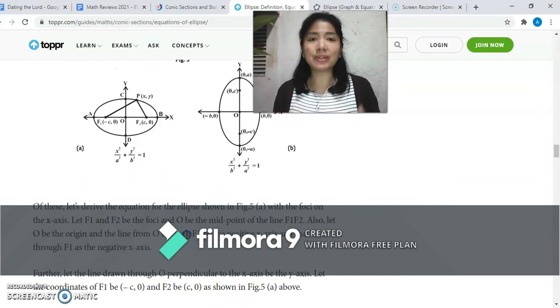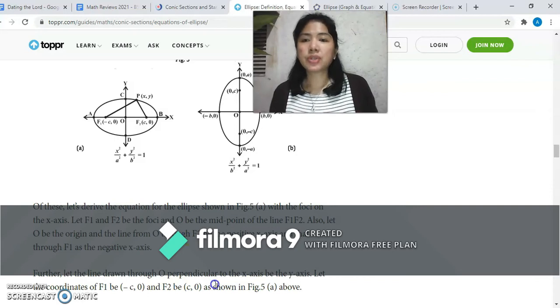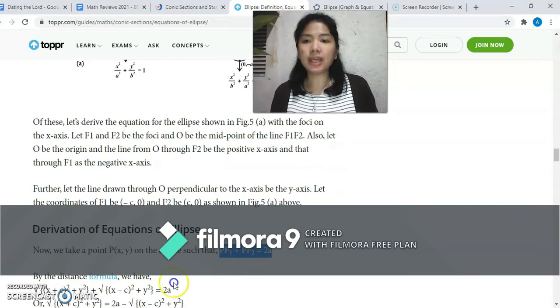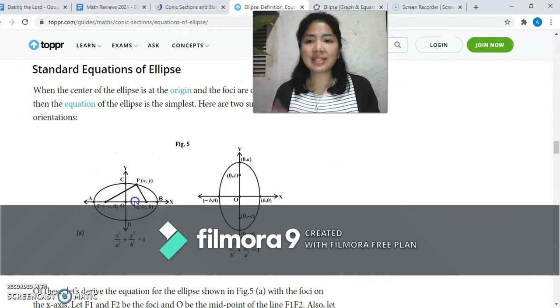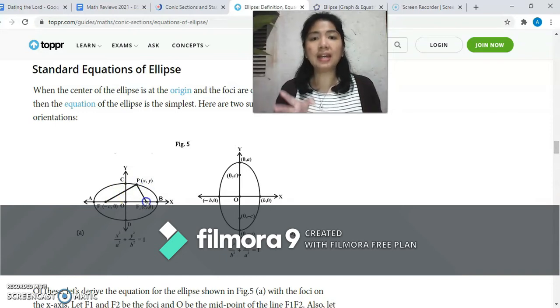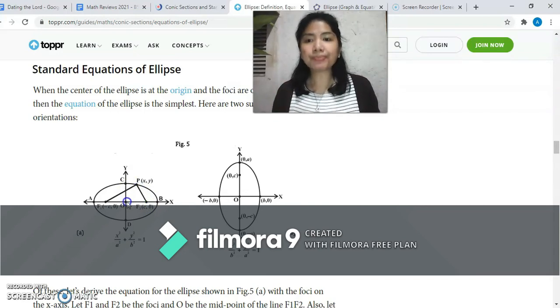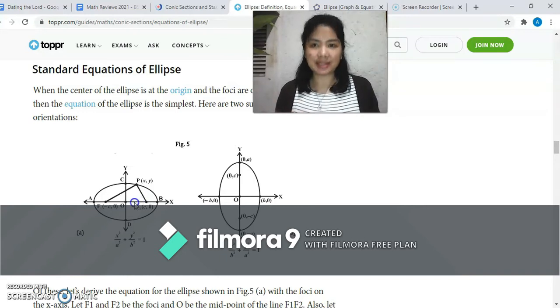Get the square root of each side. So we have PF1 is equal to the square root of (X plus C) squared plus Y squared. So we have extracted the X distance of this hypotenuse and the Y distance of this hypotenuse and applied the distance formula. Let's do the same for this length. This is again a hypotenuse. So the X distance of that one would be X minus C, the small part here, is our X distance.